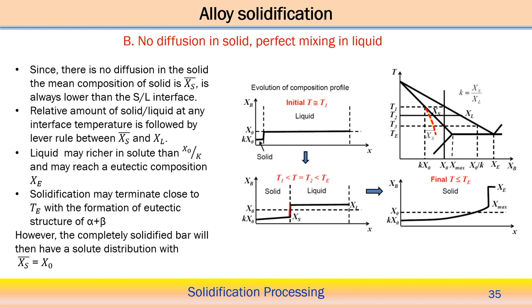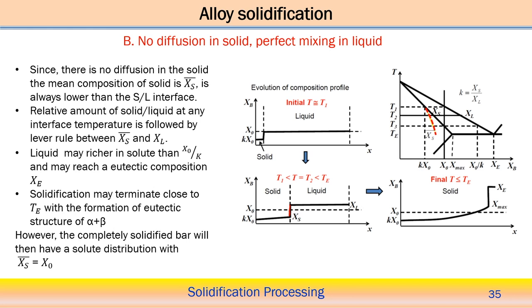Therefore, the relative amount of the solid and the liquid at any interface temperature follows the lever rule between X̄s and Xl. So, remember, this is where the mean composition can follow the lever rule between the Xs and Xl, and we can find out the composition of the Xl. But for the actual composition of the Xs and Xl at the particular interface, in that case we cannot apply the lever rule.